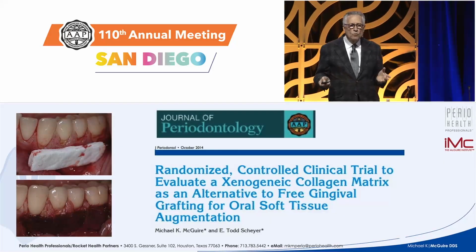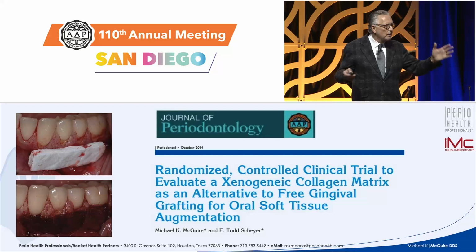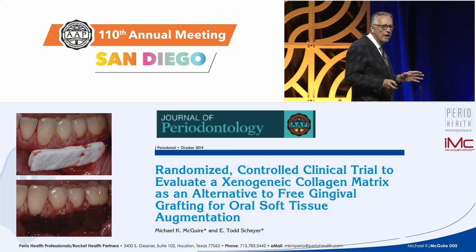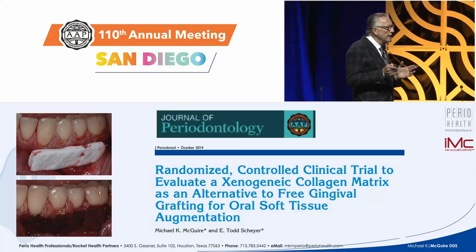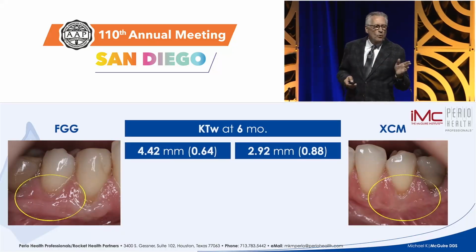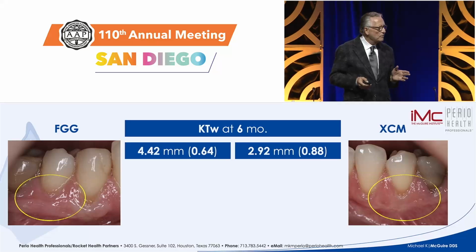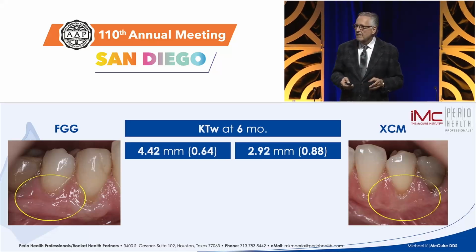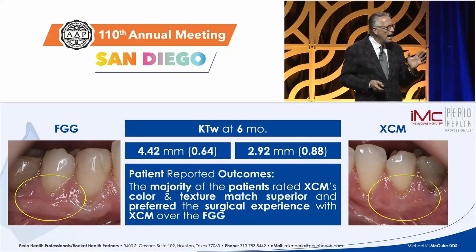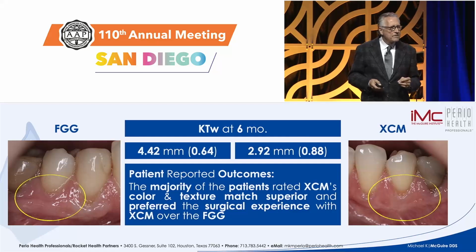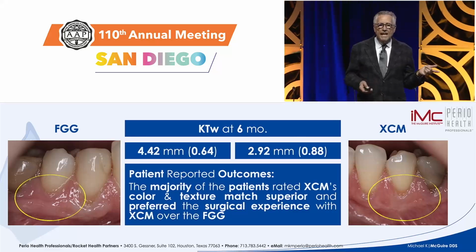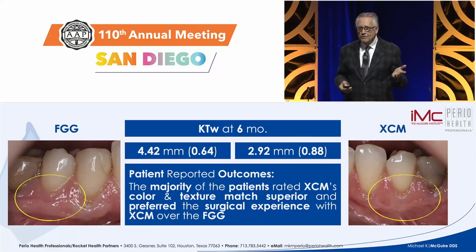I mentioned this material works well uncovered as well as covered. So here we're going to use a xenogenic collagen matrix, compare it to the free gingival graft, not for root coverage, but for increasing keratinized tissue. We find that we're able to generate 4.4 millimeters of keratinized tissue with the free gingival graft and about 3 millimeters of keratinized tissue with the xenogenic collagen matrix, but the patient-reported outcomes were highly in favor of the test, the xenogenic collagen matrix. It came out with better color, texture. Obviously, they liked the surgical experience better because there was no donor site.